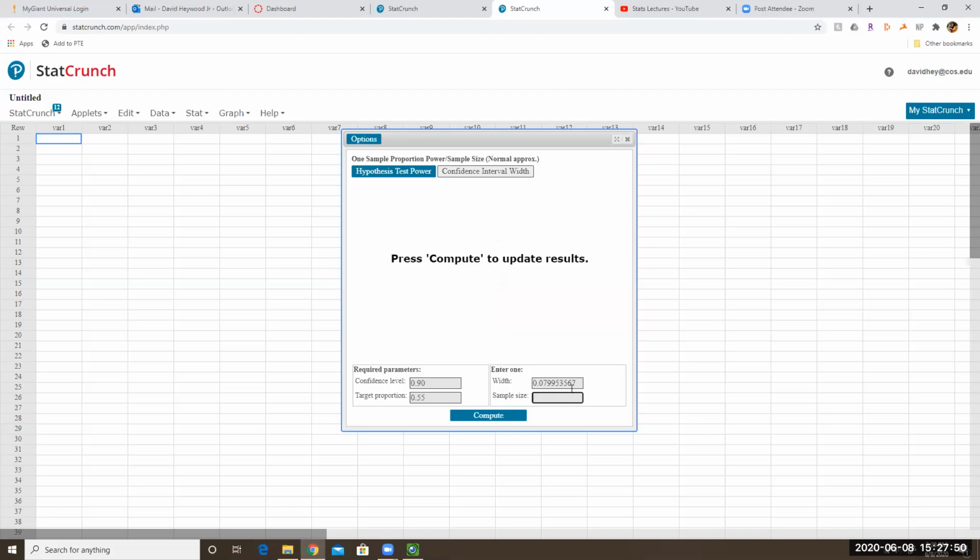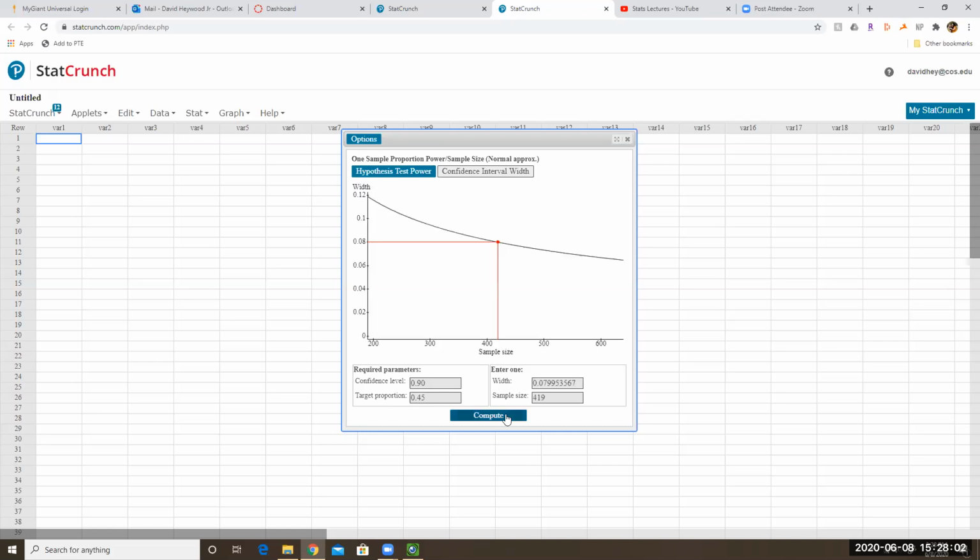So I'm going to delete that again. I want the target proportion to be 0.5. That got changed, so I'm going to change it to 0.08 again. What happened? 0.5. There we go. So we get 424.